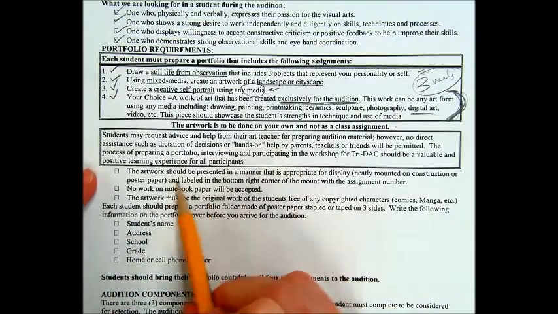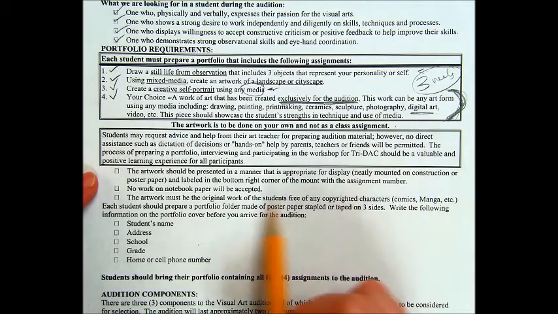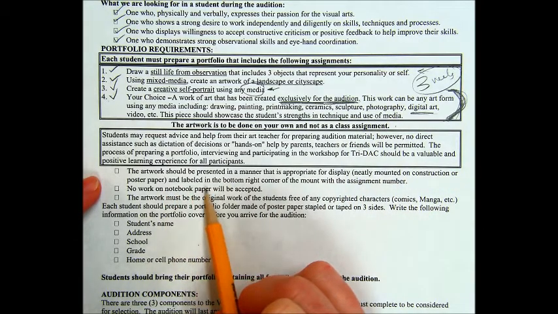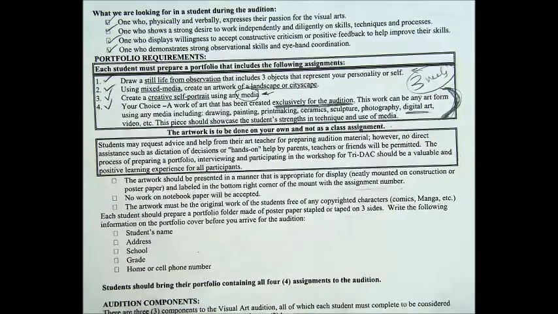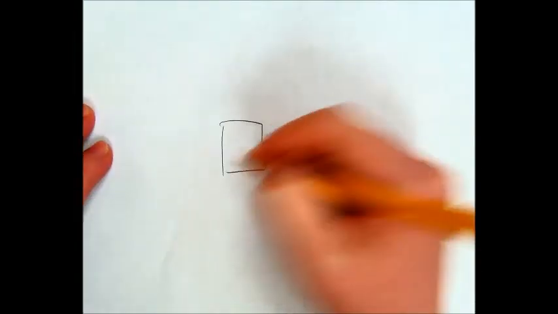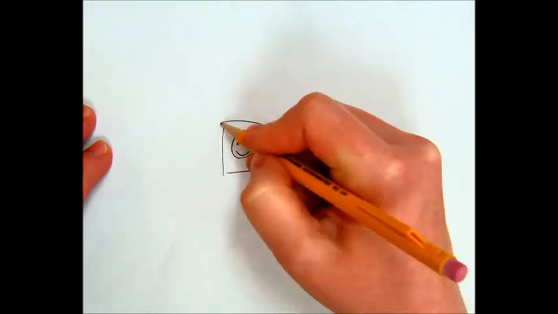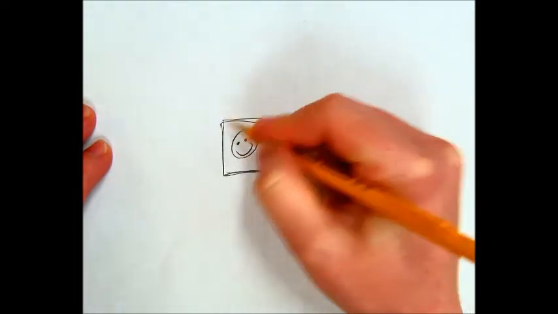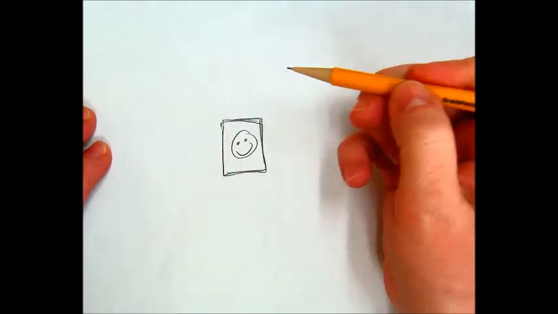Okay, so the artwork should be presented in a manner that is appropriate for display, neatly mounted on construction or poster paper, and labeled in the bottom right corner of the mount with the assignment number. So what I would do, and I'll just show you this on the back, is so you've created your self-portrait. Okay, you have your finished self-portrait here on your paper, on a white piece of paper, not a lined notebook paper. It'll specify that later.